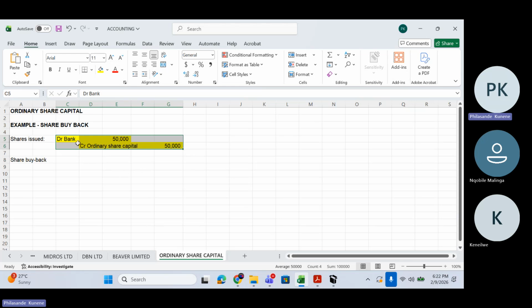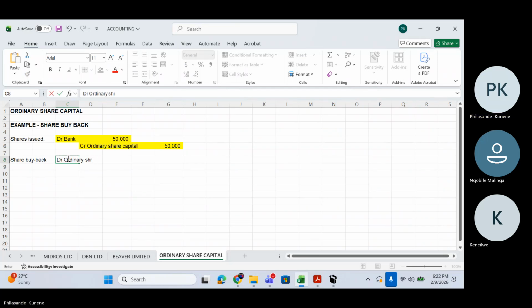But for now, shares issued, you debited bank, you credited ordinary share capital. Now that you're buying them back, you reverse what you did before. So I'm going to debit ordinary share capital, which means now ordinary share capital is decreasing. Am I right on that? Yes. And then what am I going to credit? I'm going to credit bank. Okay. Why am I crediting bank? Because you're using the money from the bank to buy back the shares. Exactly. Cash is moving out of our bank account.